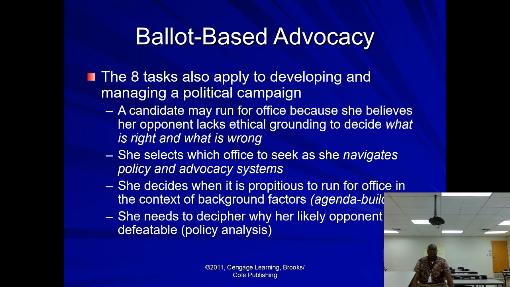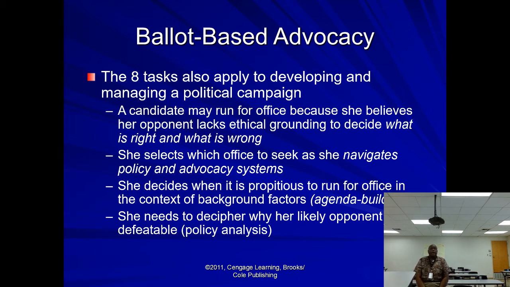The 8 tasks also apply to developing and managing a political campaign. So those of you who want to develop a campaign or manage a campaign, you may want to review these 8 tasks that will help you to defeat an opponent or win an election.